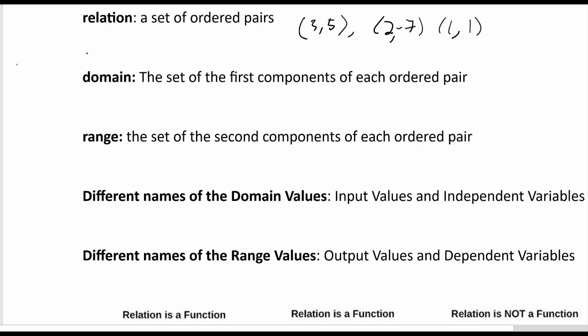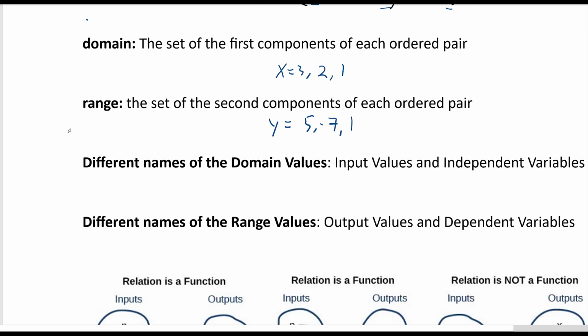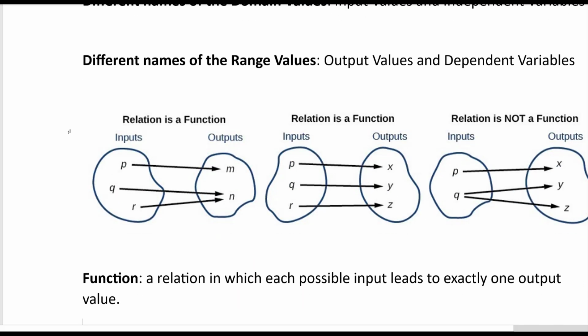Domain is a set of first components of each ordered pair, and in this case, it's the x values. So we'd have x equals 3, 2, and 1. Range is a set of second components of each ordered pair. So in this case, the y values, we have 5, -7, and 1. Different names of the domain are input values and independent variables. Different names of the range would be output values and dependent variables.